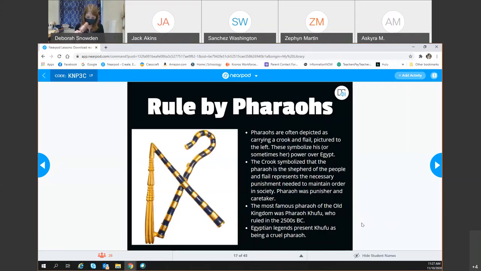The first pharaoh I want you to be familiar with is the pharaoh Khufu. The largest of the great pyramids was built during his reign in the 2500s BC. It took about 20 years to build it.